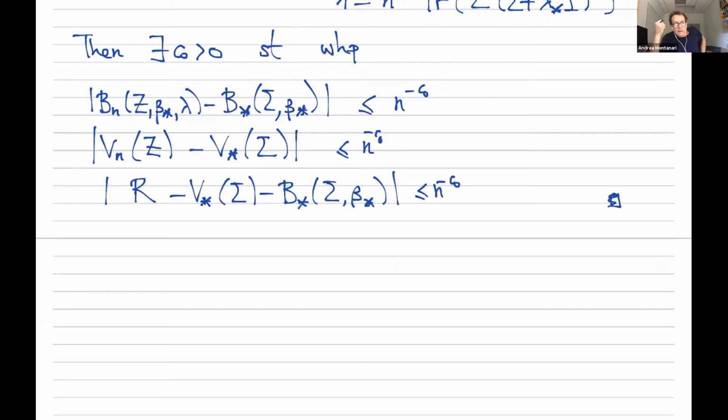Sorry. Okay, so perhaps I zoom out so that now I can parse all of this theorem together.